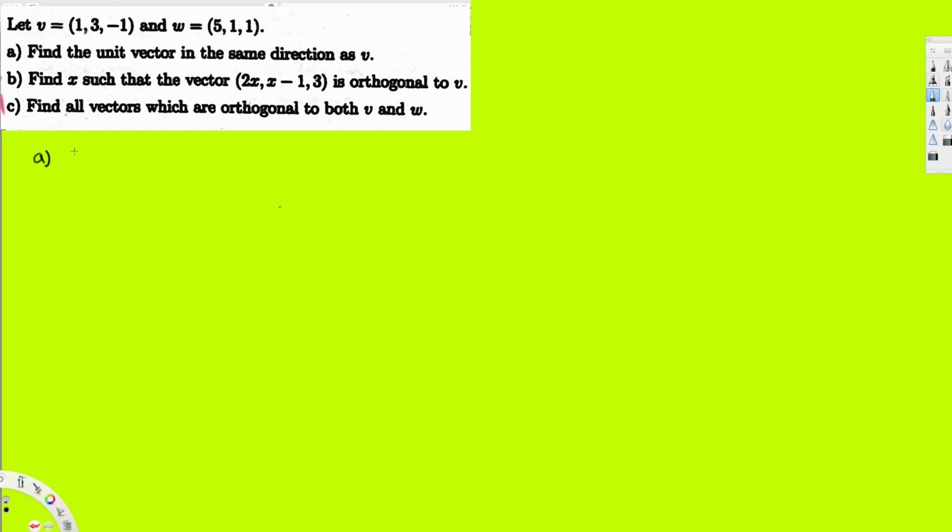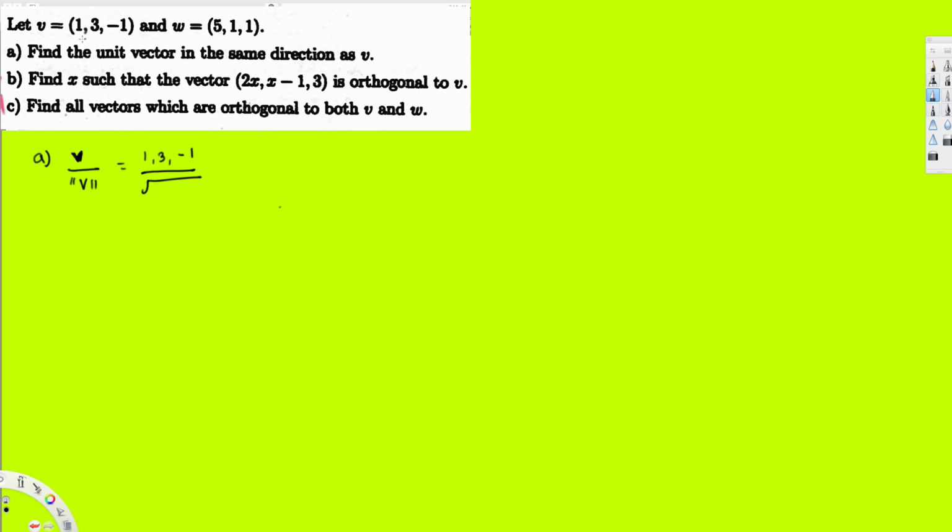What we have to do is take this vector. They are asking for v, so I'm doing it for v. So take this vector v and divide it by its magnitude. That's all it is. If I divide it by the magnitude, that gives the unit vector in the same direction as v. So in this case, we have (1, 3, -1) right here, and in the bottom we are going to take the magnitude of this one.